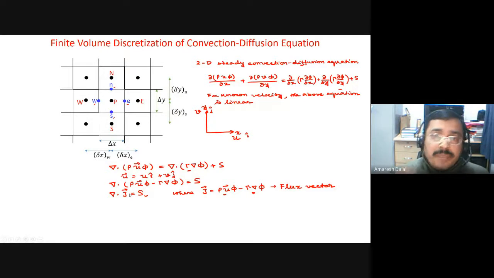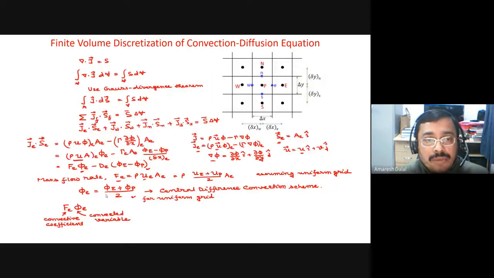Here this flux vector contains both the convection flux as well as the diffusion flux. So divergence of J is equal to S. Already we have learned how to discretize using the finite volume method, and what approximations are involved while discretizing. So now this is the representation of the discretized equation. Now each term we need to evaluate, because we have the additional convection term.